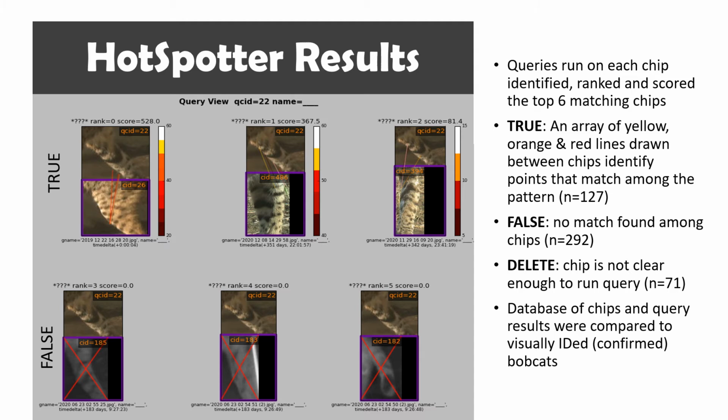True results created an array of yellow, orange, and red lines drawn between the chips to identify points that match among the patterns. False results created no match found among chips, and you could see a red X through these photos. HotSpotter also requested that some chips be deleted due to clarity, and a query was not able to be run on these chips. A database of chips and query results were compared to visually ID'd, aka confirmed, bobcats.